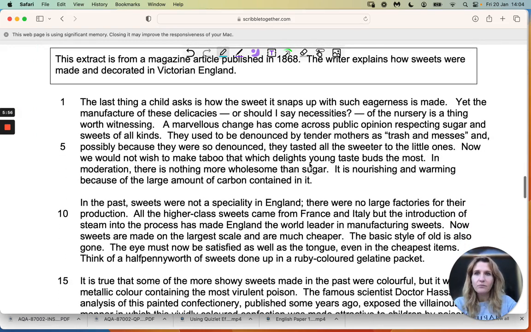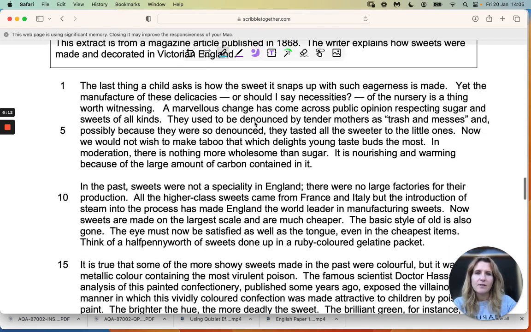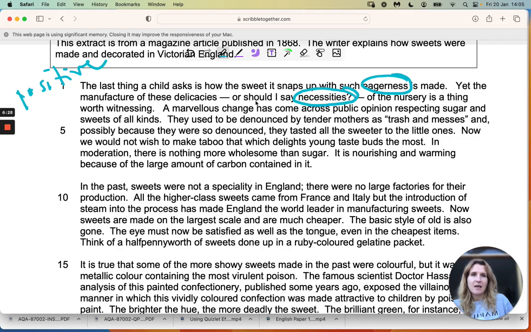The last thing a child asks is how the sweet it snaps up with such eagerness is made. Yet the manufacture of these delicacies, or should I say necessities, of the nursery is a thing worth witnessing. They used to be denounced. So here it's going to be sweets as a blessing, sweets as positive. Okay. Eager, it uses the word necessities, marvelous change, delicacies.